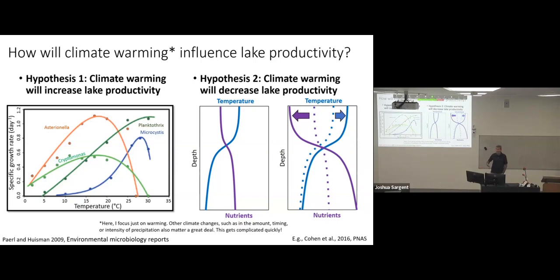However, a contrary hypothesis might be, well, it's not just temperature that regulates productivity and harmful algal blooms, for example. Nutrients matter, right? And as we increase our temperature, if we look at a curve here, the blue line might be historic temperature and a historic nutrient concentration gradient through the water column. We know that when a water column is stratified, deep waters tend to have higher nutrient concentrations.